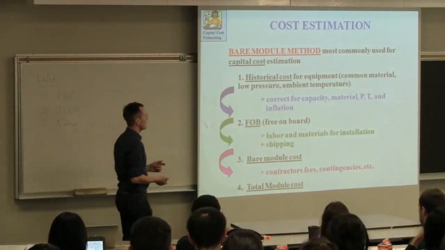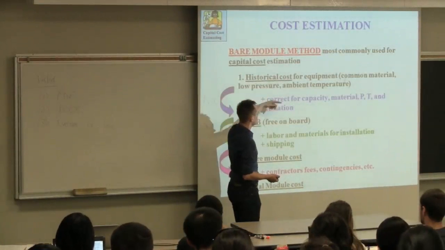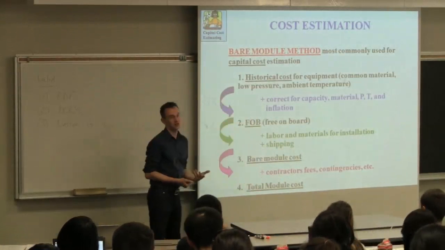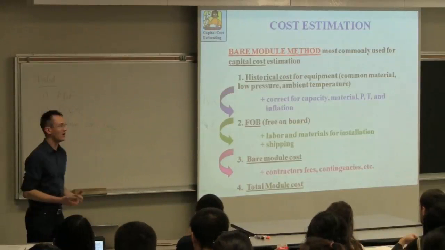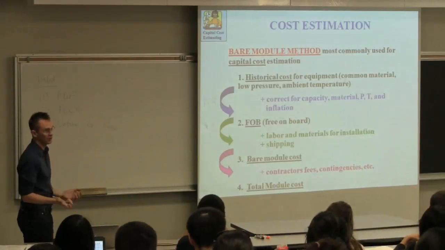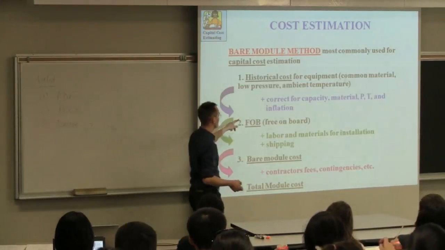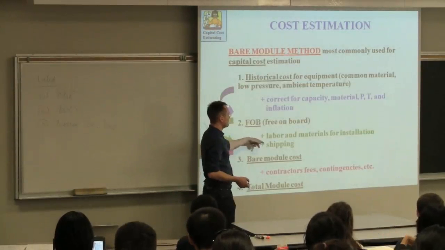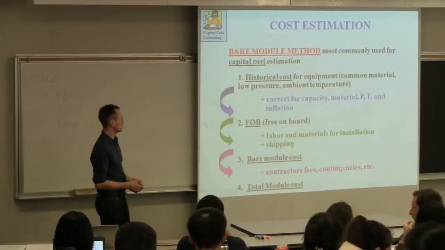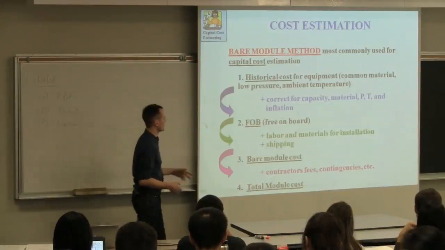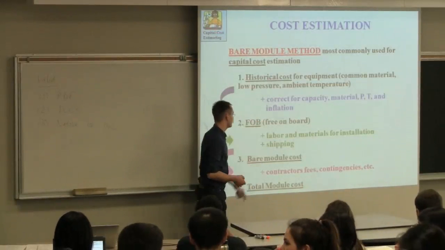Then we'll adjust up for the fact that the unit we're looking at is not the same capacity as the base unit. We'll inflate for material changes, temperature and pressure changes. And we'll also inflate for the fact that money value has changed during the time. And we'll talk a bit about how we do that in today's class. We sort of ended last class at that point. Then we'll estimate our labor and materials and installation to calculate what we call the bare module cost.